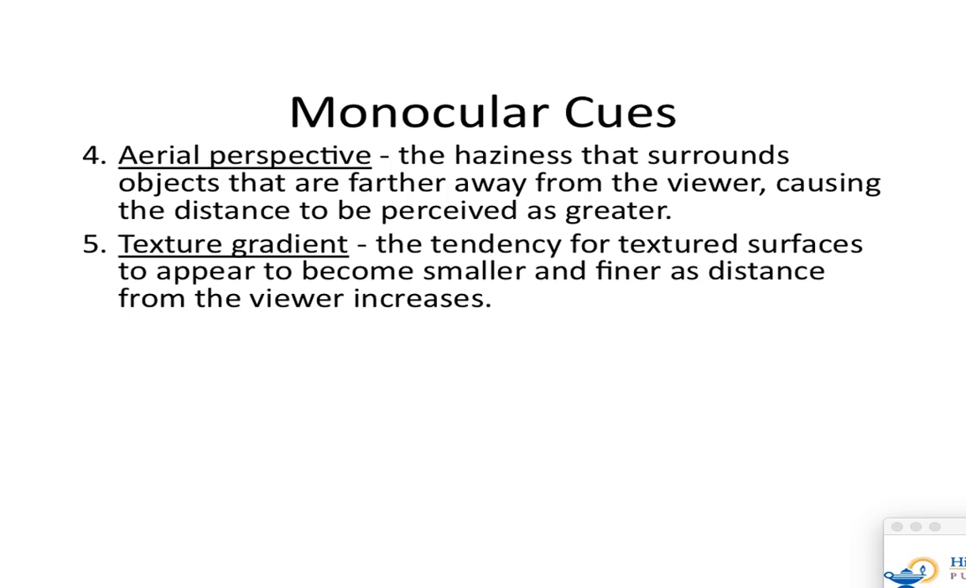Texture gradient is like a Monet. Okay? The closer you are to a Monet, the uglier the painting is. Because it's all splotches. Okay? All the different color splotches are next to each other. If you look at a Monet really, really close, it's just a bunch of splotches. The further back you get from the Monet, all of a sudden you see the beautiful picture. Yes? Hello? That is texture gradient. The closer, the more detail, the further away.